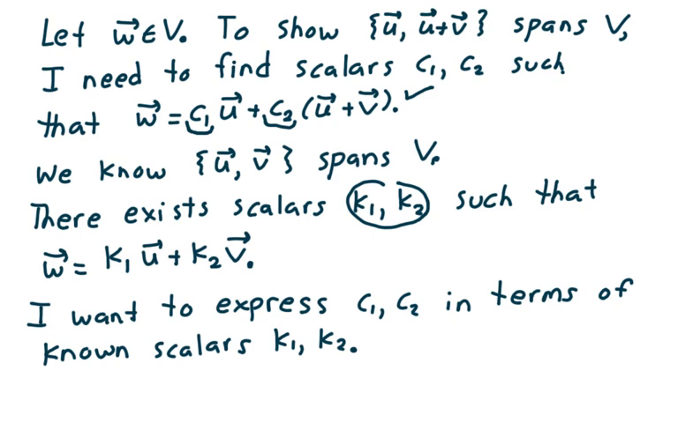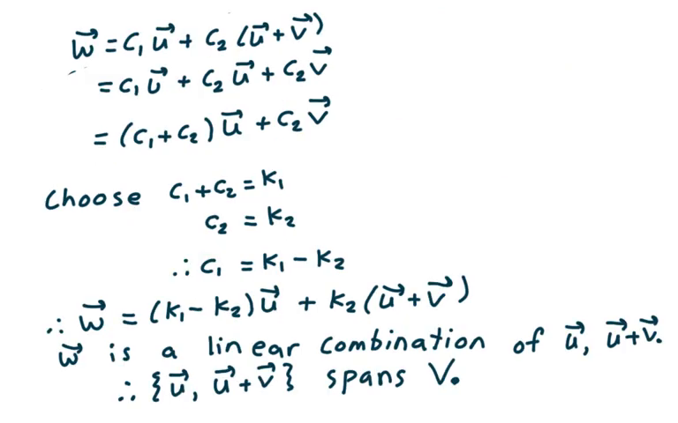Okay, so again, I want to write unknown scalars in terms of these known scalars. That's the goal. Now, look, I'll give you a secret here. If I take W, the vector W, that's equal to c1u plus c2 times u plus v. But that's equal to c1u plus c2u plus c2v. But this is equal to c1 plus c2 times u plus c2v.